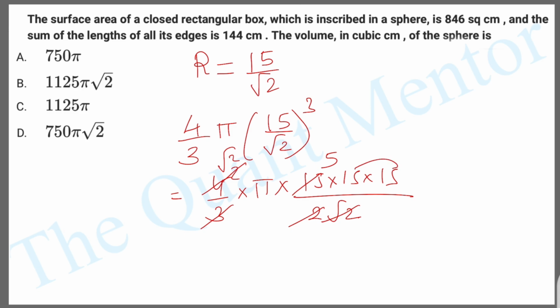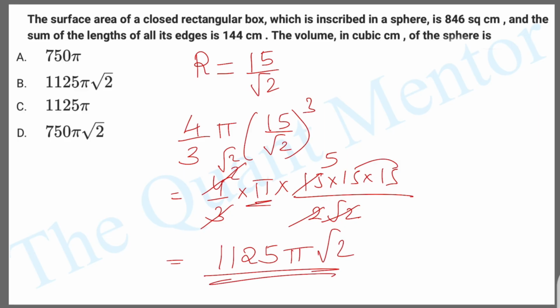15 into 15, 225 into 5 is 1125. So 1125 remains in the numerator, 1 pi and 1 root 2 term. The answer is 1125 pi root 2. It is our B option.